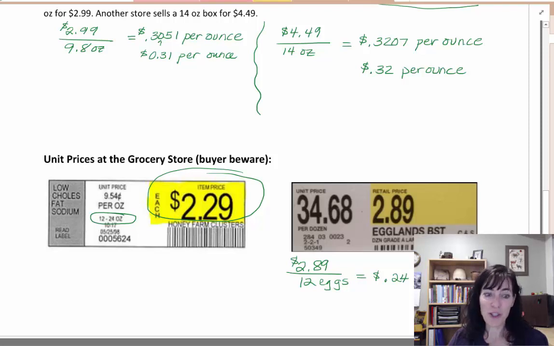And that's what they should have put on this instead of the $34.68 per dozen, which wasn't even the price anyway. So sometimes you have to watch out for what they're telling you on those stickers, but oftentimes those stickers are very helpful when you're trying to compare two different products, like two brands of spaghetti or something like that. You can usually look at the unit price and figure out which one's a better deal.